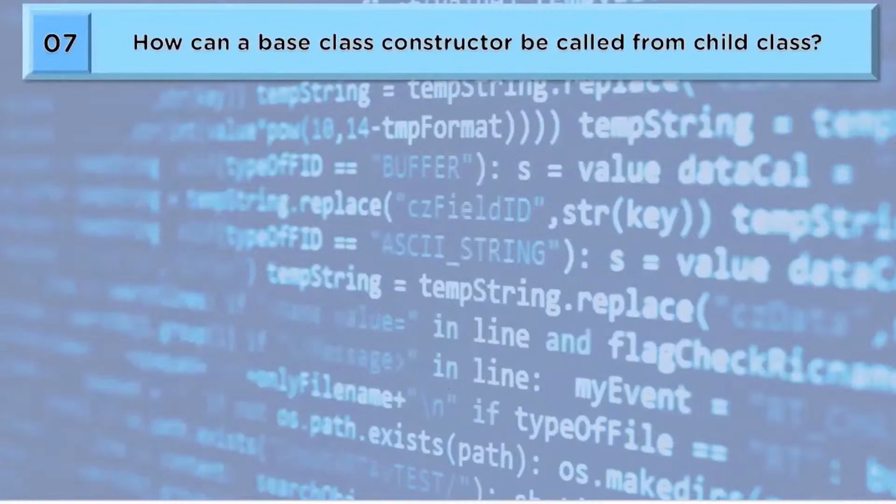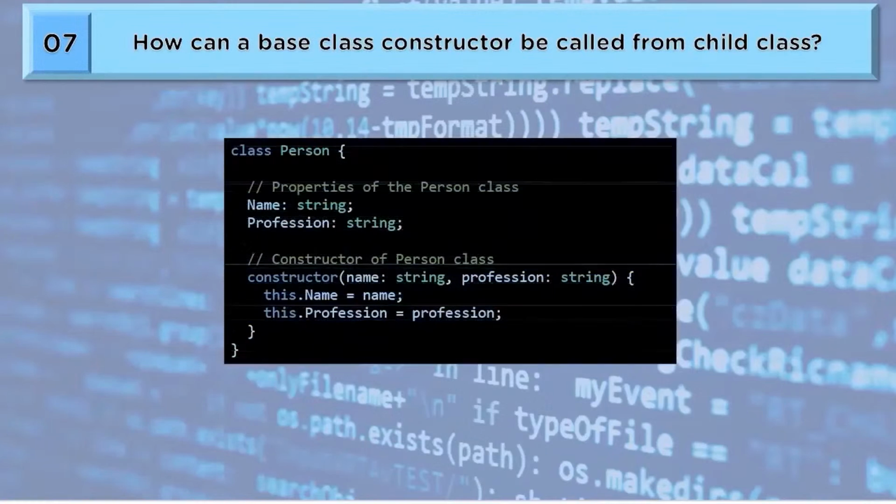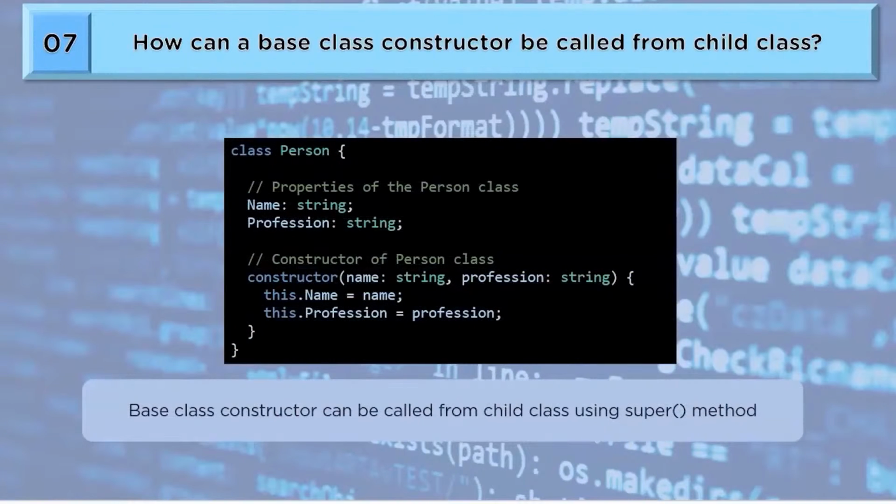How can a base constructor be called from a child class? A base class constructor can be called from a child class using the super method, as shown in the example.